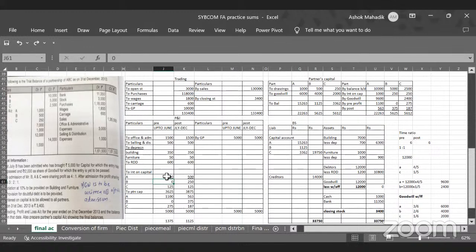So don't write anything in the pre column. It will be in the post column only. C is from the beginning, so 250 interest will be divided between pre and post equally. I hope this is clear. Any other doubt, students?